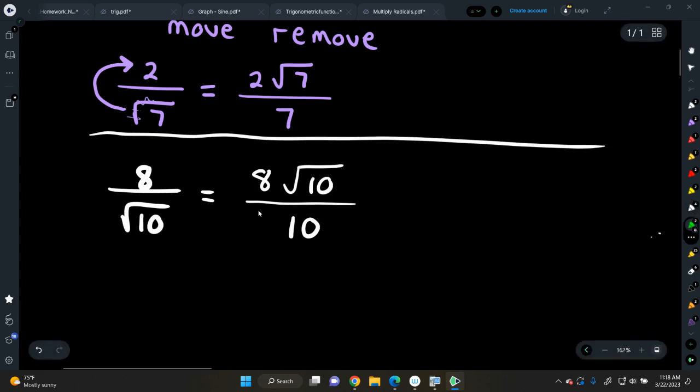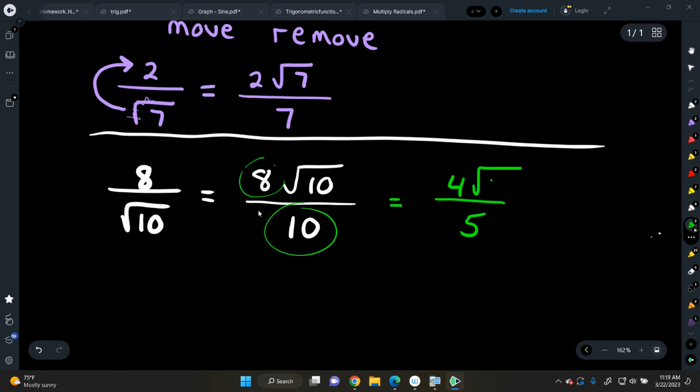Now look at this one. This will reduce. 8 over 10 reduces. What's 8 over 10 reduced to? 4 over 5. And we still have our radical 10. Okay, now this is very important because this is one of the biggest mistakes that we make. Okay, when we reduce, you can only reduce outside numbers with outside numbers, or inside numbers with inside numbers.